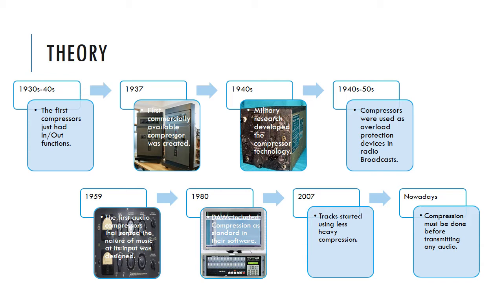After that, the compressor technology developed due to military research. Compressors started to be used as overload protection devices in radio broadcasts. In 1959, the American engineer designed the first audio compressor that sensed the nature of music at its input. In the 1980s, digital audio workstations included compression as software rather than needing compression racks. In 2007, tracks started using less heavy compression.